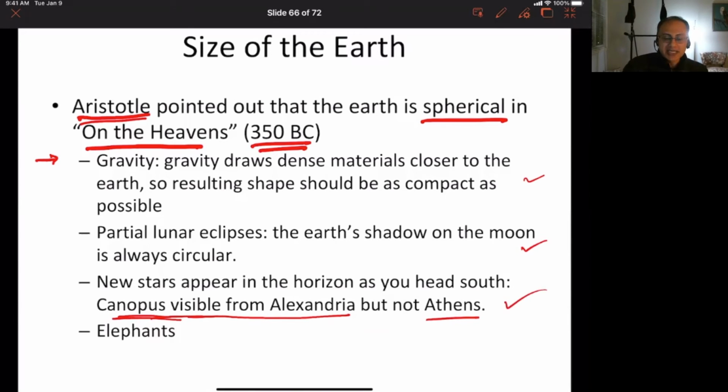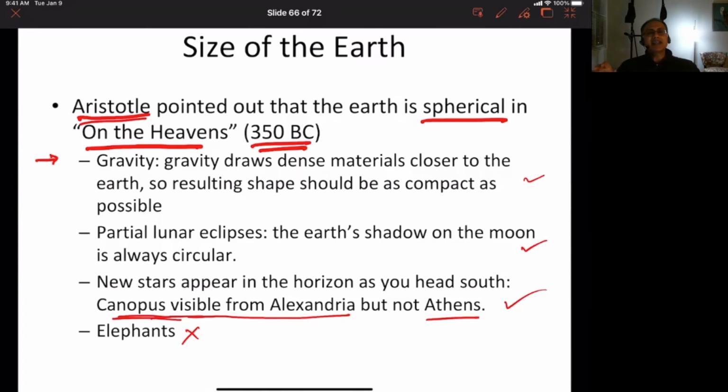The fourth one has to do with elephants, and it's not right. So what's the logic over there? Alexander the Great, I'm sure you've heard of Alexander the Great. He had conquered most of the world. He had conquered almost the entire continent of Africa, and then he had conquered his way all the way up to India. And so Aristotle had heard that there are these mighty beasts called elephants that live in Africa, and also there are elephants in India.